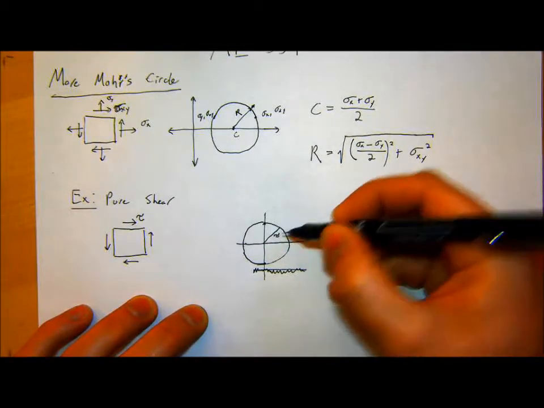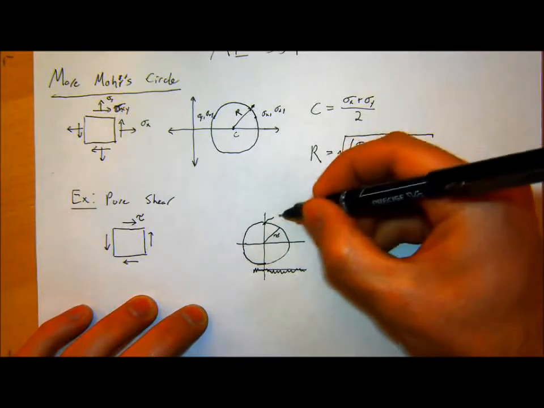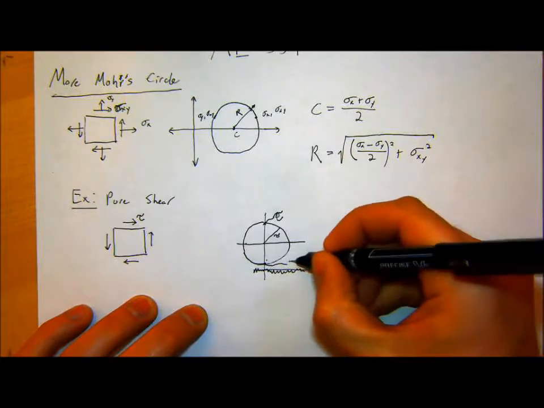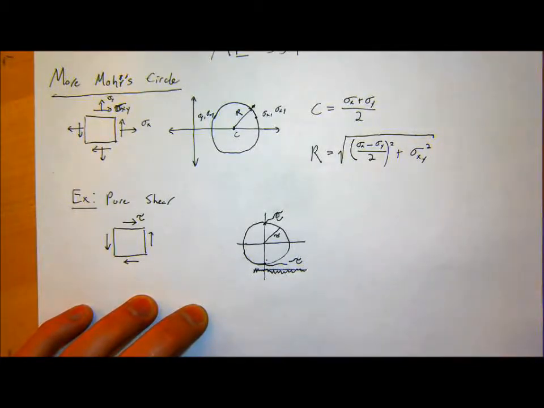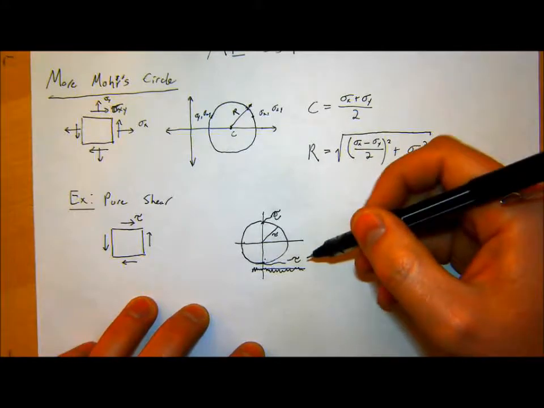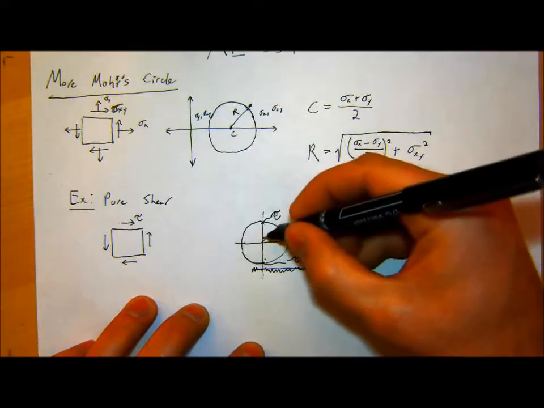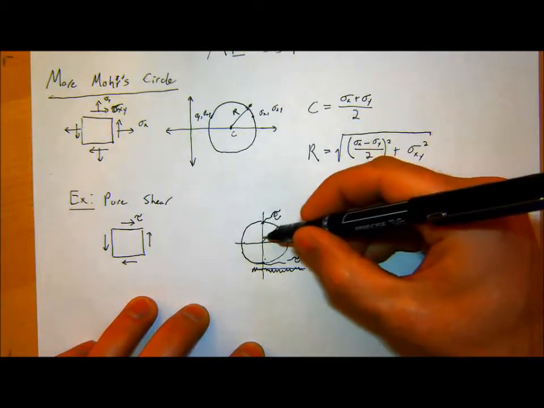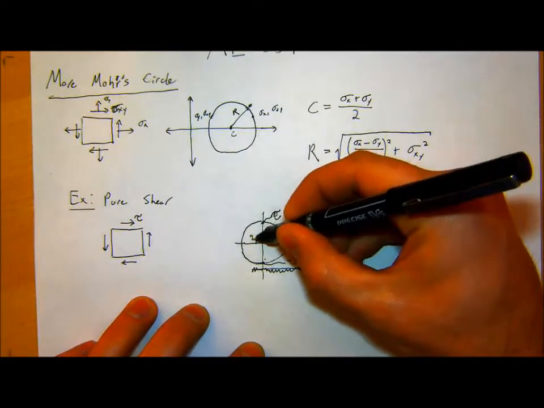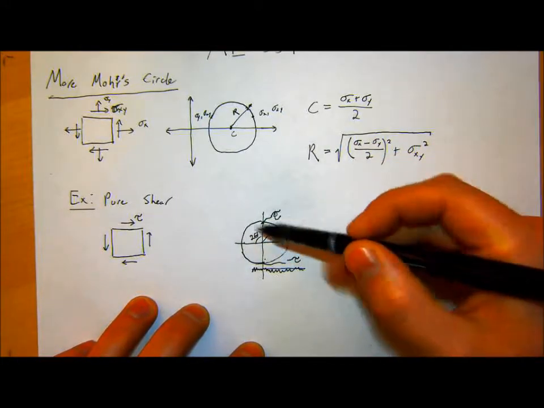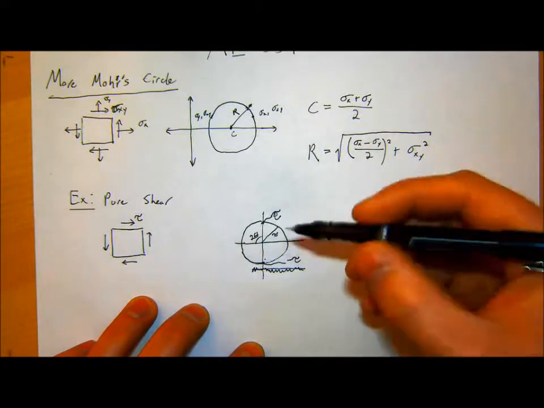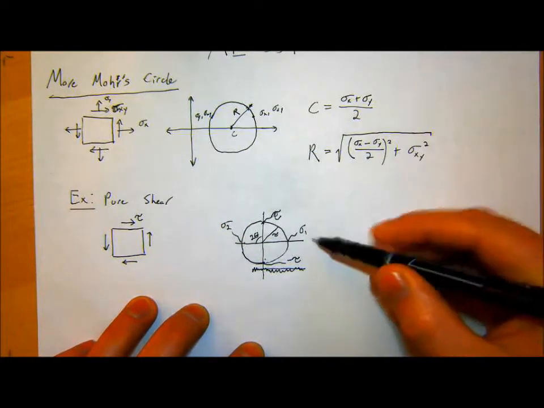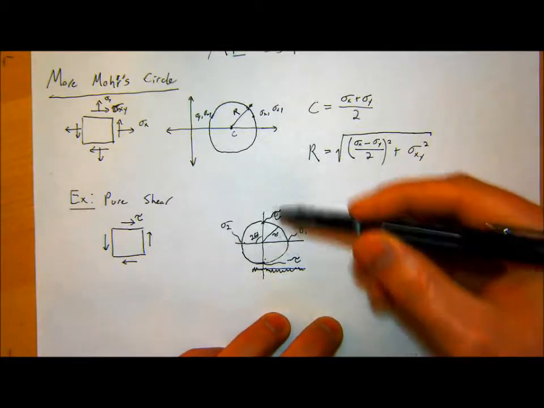This now is tau, this point now is a minus tau. So if I want to find out what angle this is at, remember that this space plots from the analysis that we had done the other day, this space plots a 2 theta. So let's say I wanted to find the principal stresses in this, my sigma 1 here and my sigma 2 here, which are my principal stresses. I can do this now.